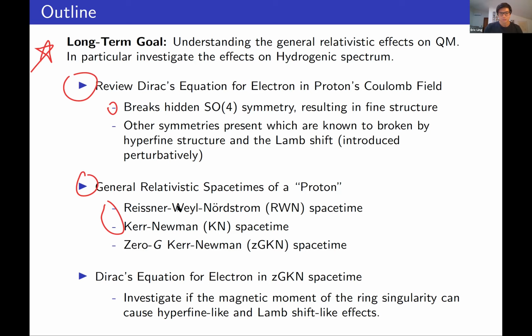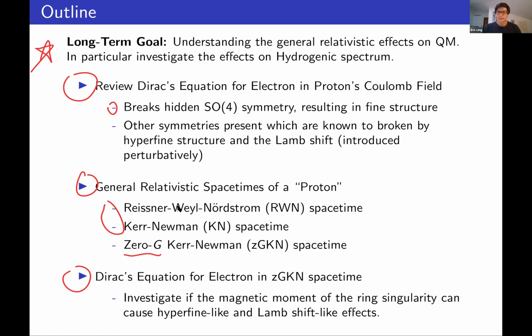The zero gravity Kerr-Newman spacetime is obtained by formally taking Newton's gravitational constant to zero in the Kerr-Newman metric. The resulting spacetime no longer has the causal pathologies of the Kerr-Newman spacetime, but it still inherits the electromagnetic fields of the Kerr-Newman spacetime, that is its associated charge and magnetic moment. Okay, then we'll look at Dirac's equation for an electron in ZGKN spacetime, and we want to investigate if the magnetic moment of the ring singularity can cause hyperfine-like and Lamb shift-like effects.